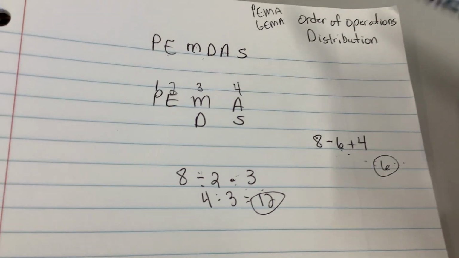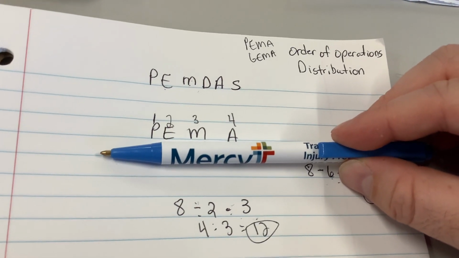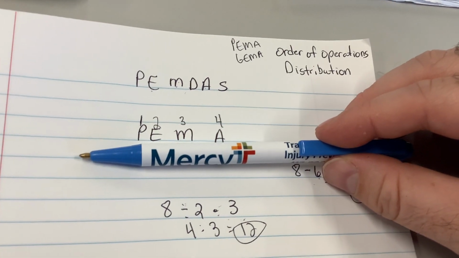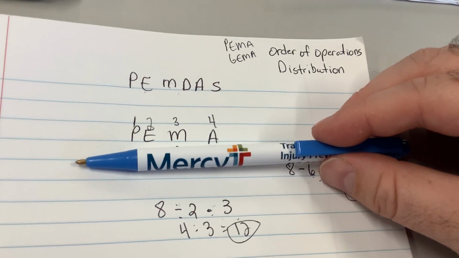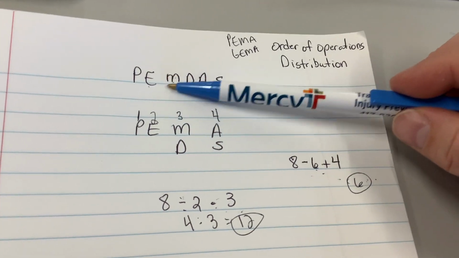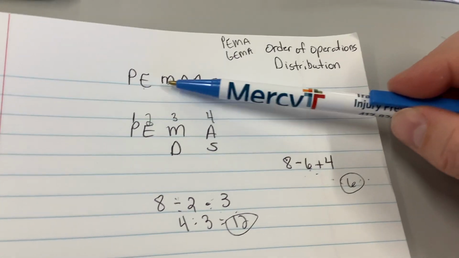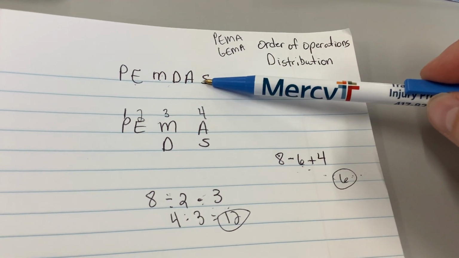Okay, so that's why I teach it this way. That's why we used to teach it as PEMA. We just taught that M stands for multiplication and division, and then A stands for addition and subtraction. But that was also a little confusing because you're like, well, what happened to those two letters? This kind of shows that you could write it PEMDAS, but just know that it doesn't mean that M has to come before D and A has to come before S.